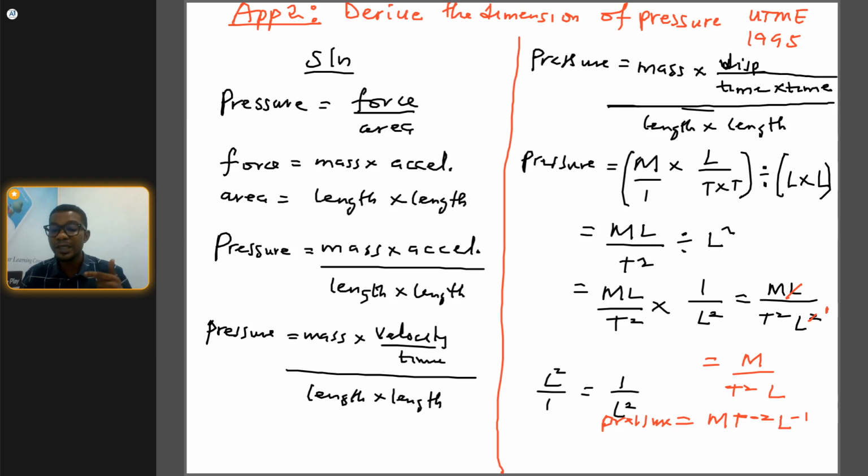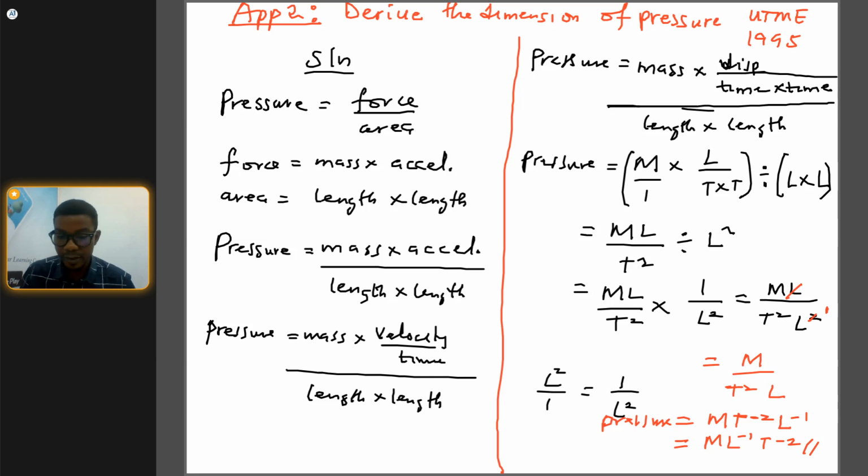But it is always advisable to arrange in alphabetical order, for the sake of the objective, you might not see this in your options. So let's arrange this in alphabetical order. M L minus 1, T minus 2. So we have M, L raised to the power of minus 1, then T raised to the power of minus 2. So this is the dimension of pressure. This is the dimension of pressure.